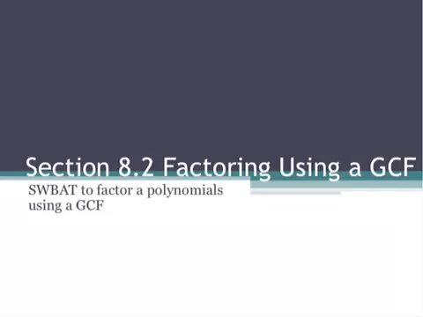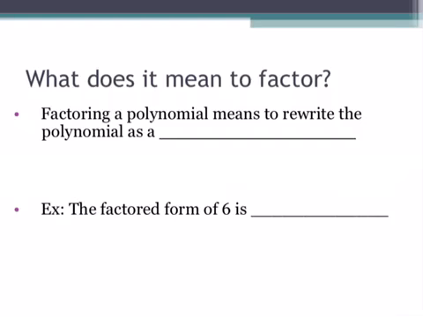Welcome to Algebra 1, Chapter 8, Section 2, Factoring using a greatest common factor. Our goal here is to factor polynomials. So what does it mean to factor? Well, it means to break it into simpler parts. So factoring a polynomial means to rewrite the polynomial as a product of simpler parts. The factored form of 6, for example, is 3 times 2.